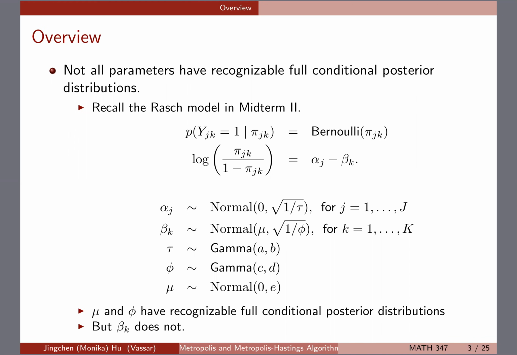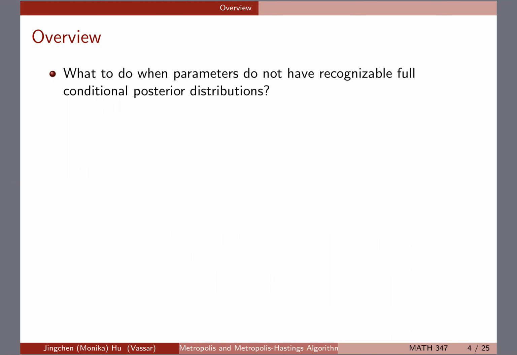And what we find out, I think, is that for U and P you will be able to recognize what the full posterior conditional distributions are. The beta K, you cannot. It's very complicated there. And then, of course, you can say, okay, let's ask JAX to do it. And JAX will do it for you.